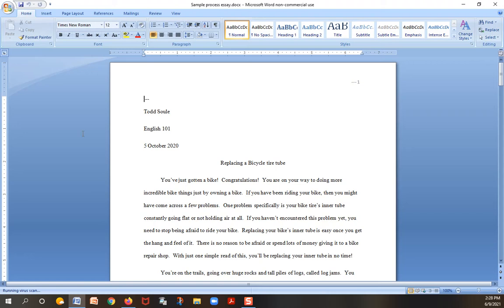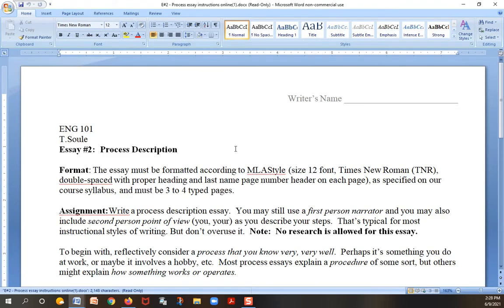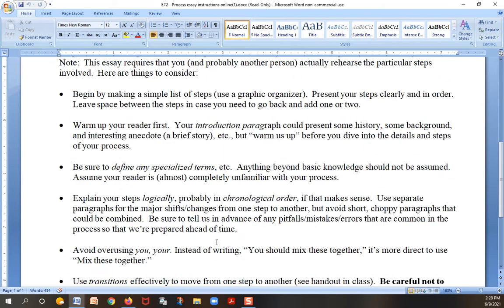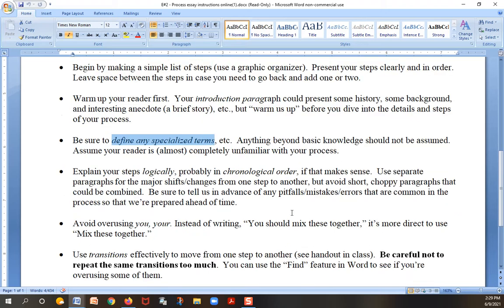So it's always important before you submit your assignments, the final copies, to go back through the requirements. So the introduction paragraph, this was really an area that needed improvement in most first drafts I read. Defining specialized terms. If you have any technical terms or just terms that the general person who doesn't know your process wouldn't understand, that's very, very important. And I'm going to show you how to use the find tool in a minute here, but we really want to avoid overusing you and your.